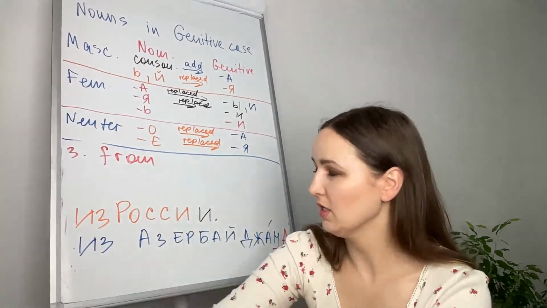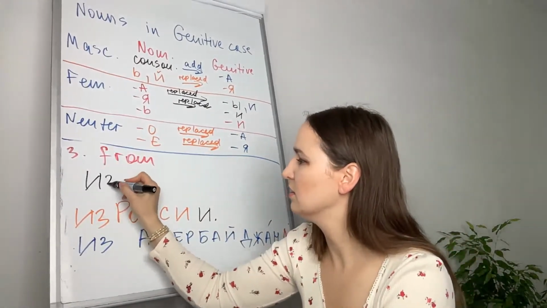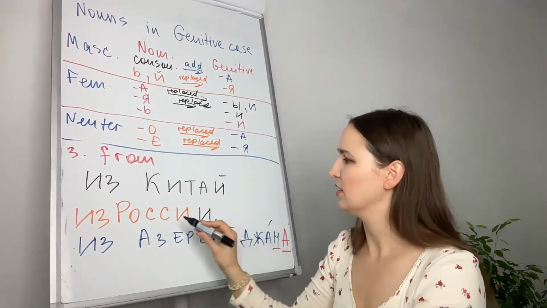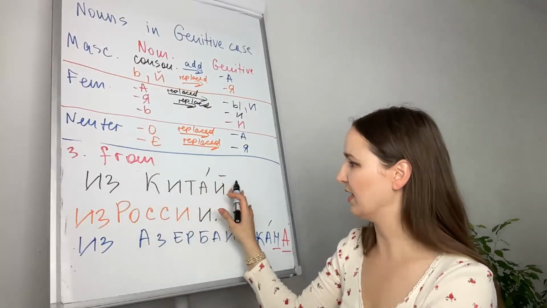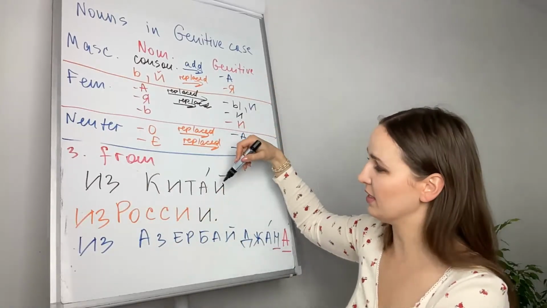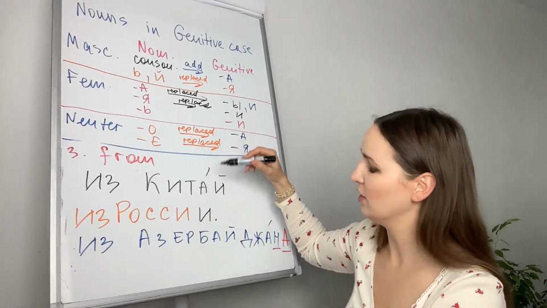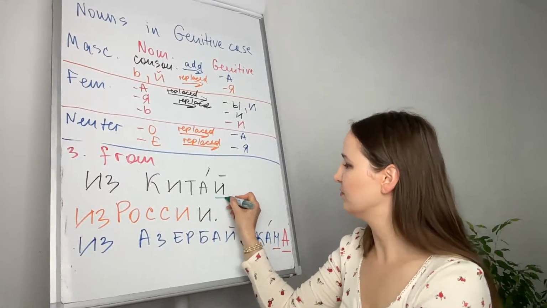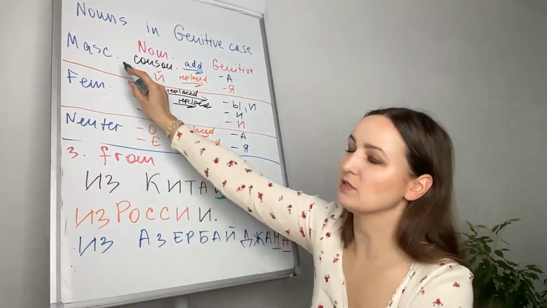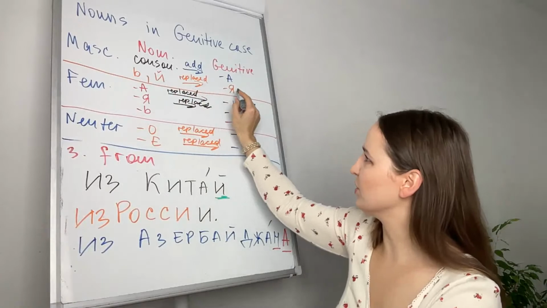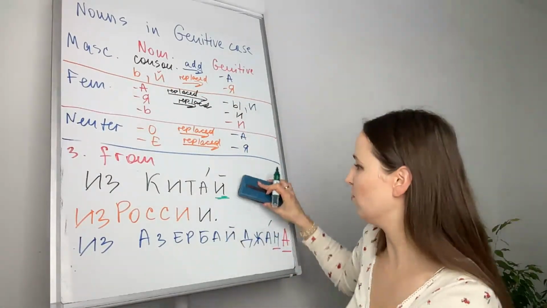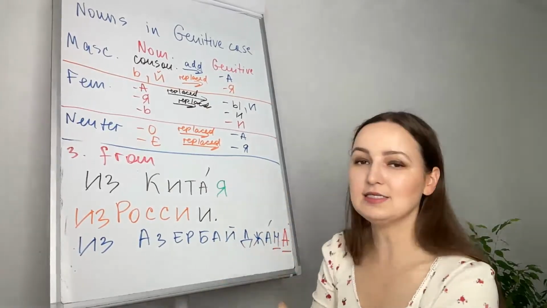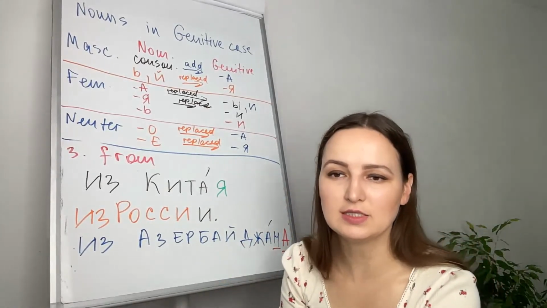Yes, let's take Китай, from China. Китай is Китай. Can't leave it like that. We have to make this noun genitive. So Китай ends in й, Китай. That means that it's masculine. Й will be replaced with я. So we will erase й and we will write я here. Из Китая. Из Китая.